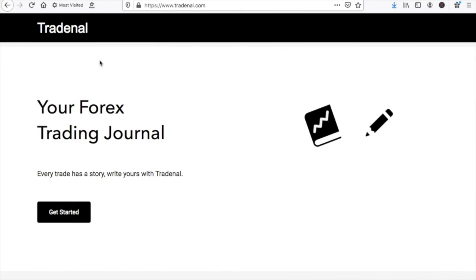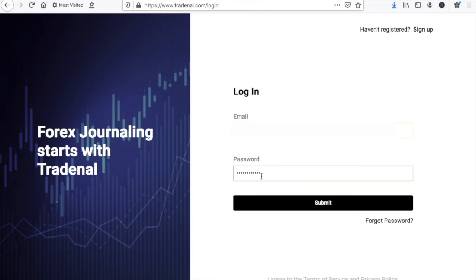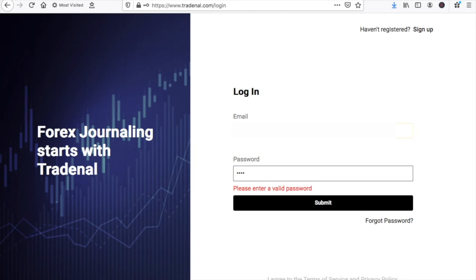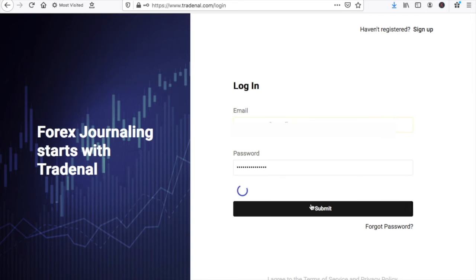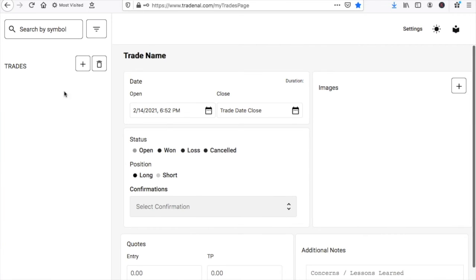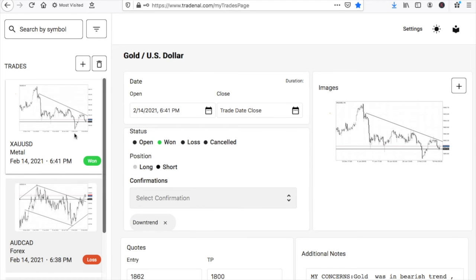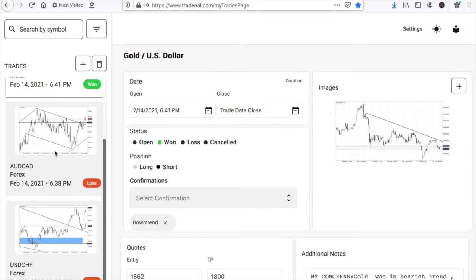So when it comes to the PC, you go to this site, www.tradenal.com. So you just go and get started. I already have an account, I just need to input the password. Then we log in and it appears like this. So those trades that we recently saved on the phone that we did together, they're here, three of them, the two losses and the one win.